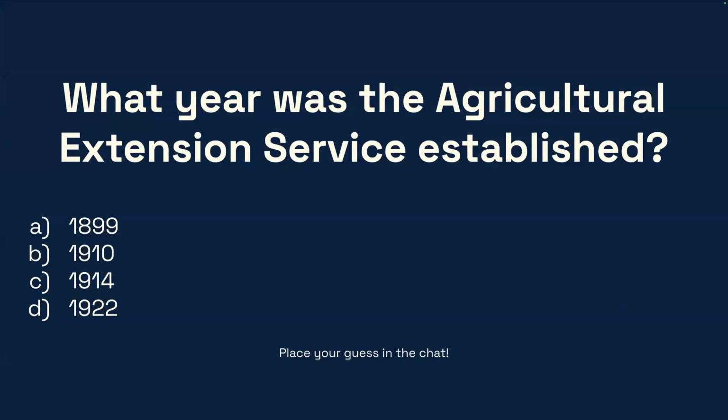I just want to know what year you all think the Agricultural Extension Service was established. It's a multiple choice question. You can just throw your answer in the chat. Is it A, 1899, B, 1910, C, 1914, or D, 1922? And then we'll see if I can see the chat, y'all. There we go.